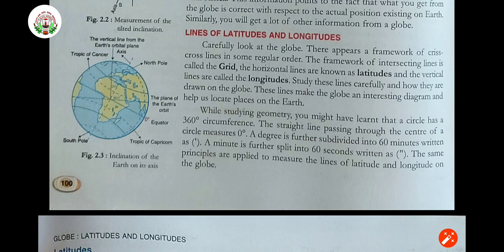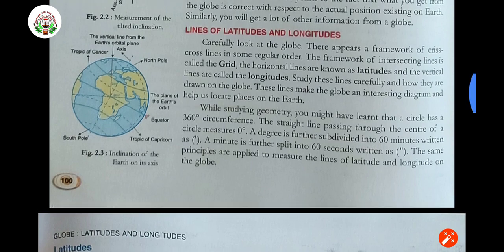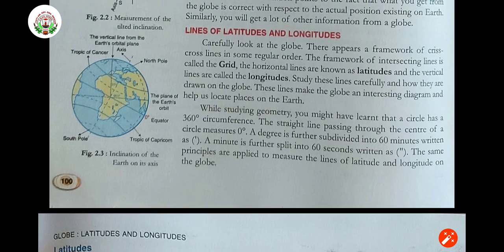While studying geometry in your maths, you might have learned that a circle has a 360-degree circumference. The straight line passing through the center of the circle is going to measure 0 degree. Then only it is going to divide it into two parts. A degree is further subdivided into 60 minutes, written with this symbol. A minute is further split into 60 seconds and it is written with this symbol.